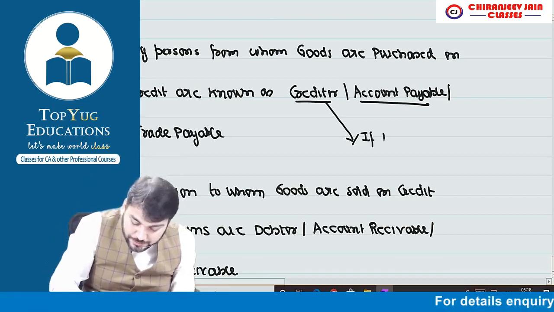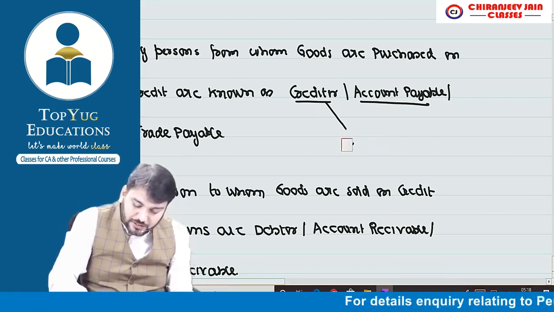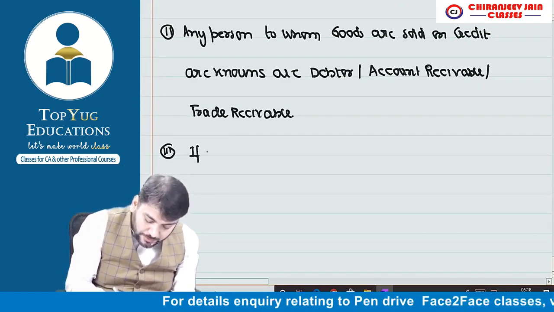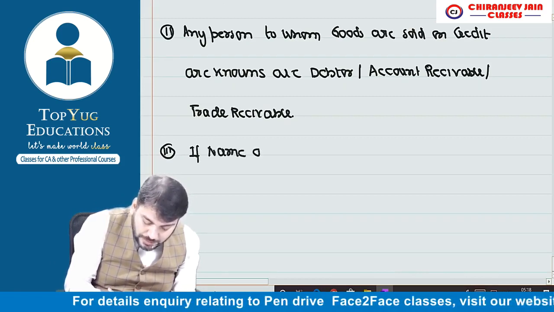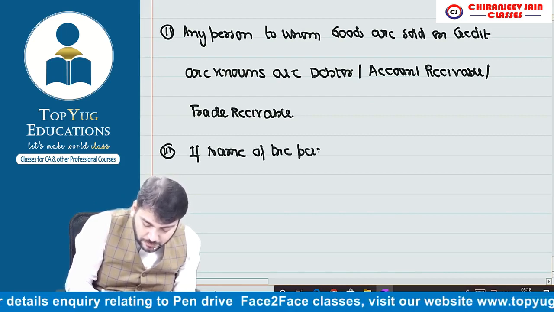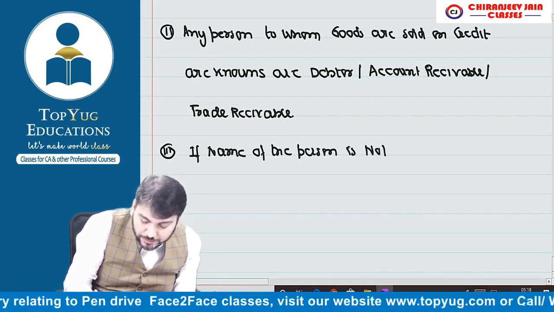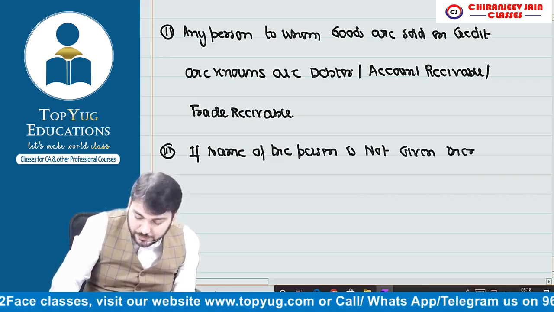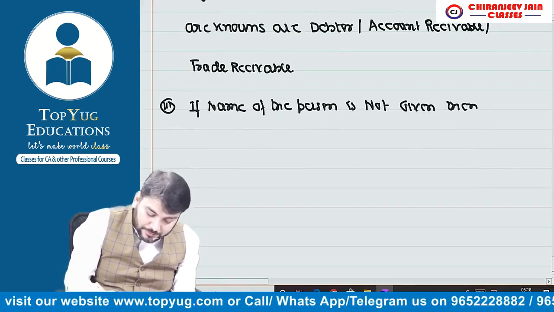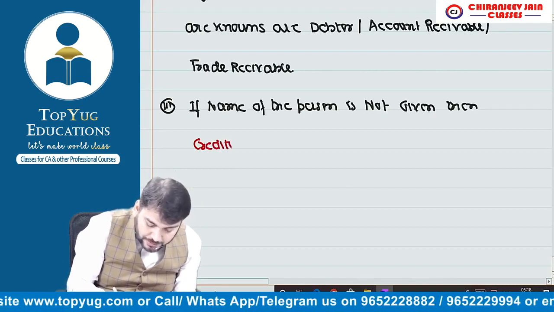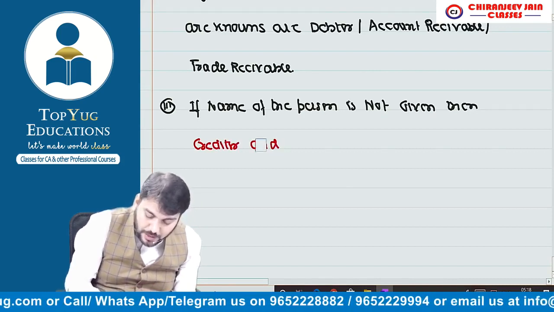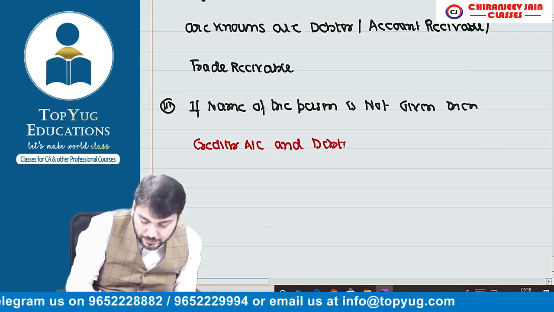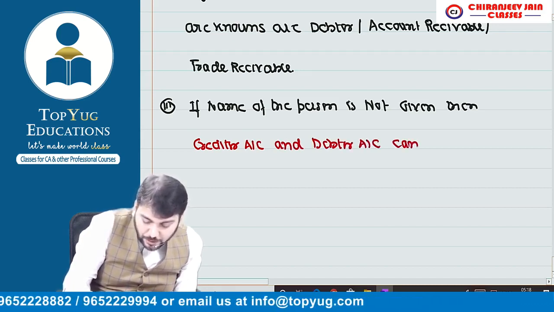Understood? तो ऐसे लिख दो एक और नोट. Point number 3, if name of the person is not given, then creditor account and debtor account can be opened.